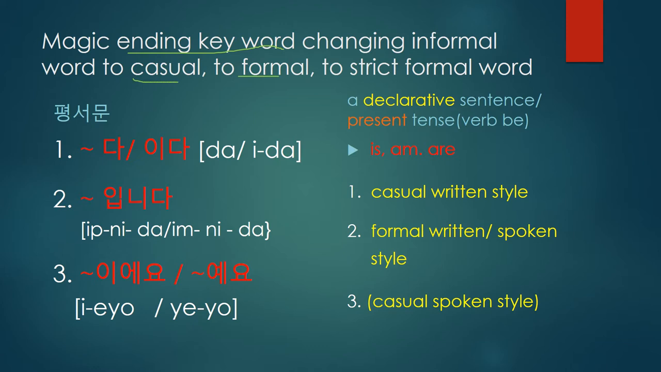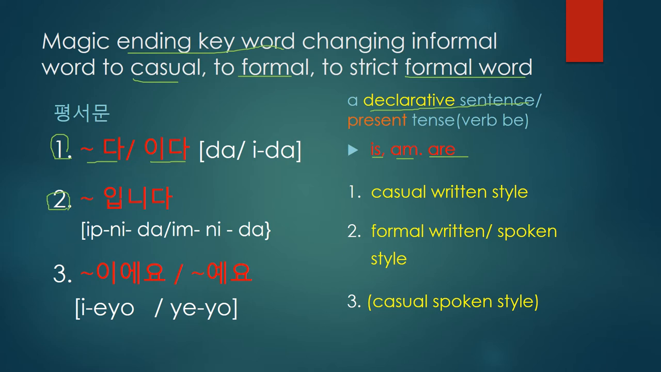So the first lesson is about a declarative sentence. Every Korean sentence ends with da. It's the root form, da, gada. It means go, or ida. Number one, ida, it means is, am, are. So in Korean, we don't differentiate by the subject. I or you or she or all of them, we use da, ida.